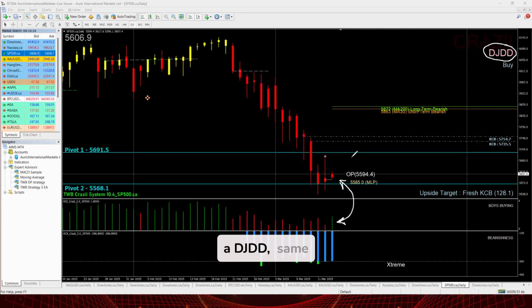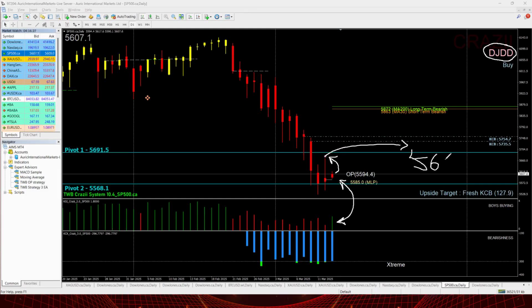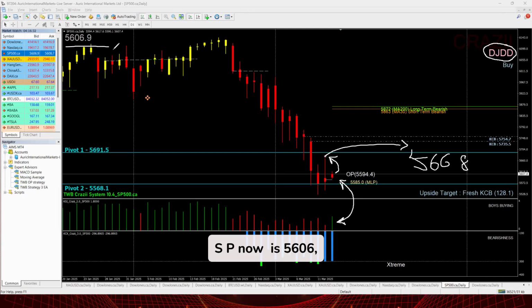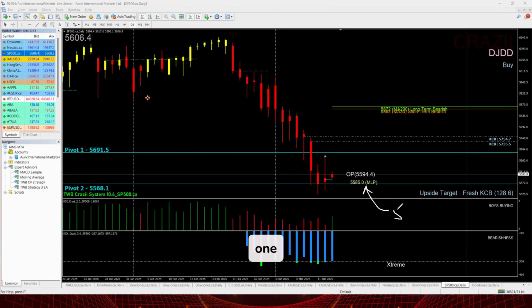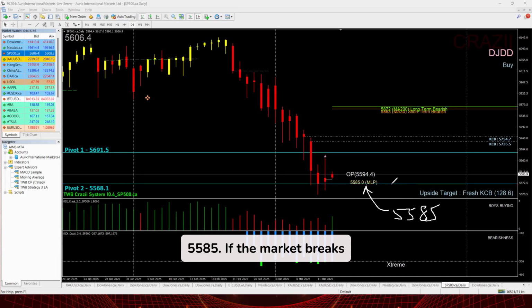And if it's going to be a DJDD, same theory, the market should be able to take out the high of yesterday, which is, let me take a look, the high will be 5668. Okay, so if S&P now is 5606, then of course the upside can be as high as 5668. Now, the downside is also pretty clear. If the market comes down, then the MLP will be the one, 5585. If the market breaks below the OP, then 5585 will be the first target. All right, pretty simple, not difficult at all. Okay, if all clear, press number 5 right now.